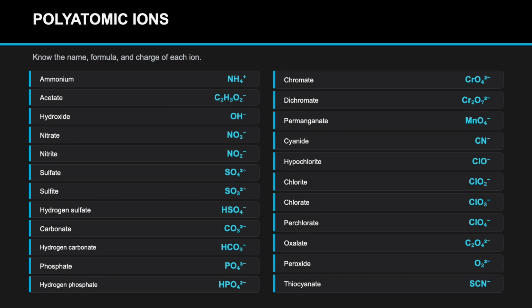So first, let's look at our list of polyatomic ions. Of course, this is just a memorization slide, so there's not much I can tell you. However, I can give you a slight look into memorizing our sulfates, nitrates, and chlorates, because there is a little trick to the naming of those.